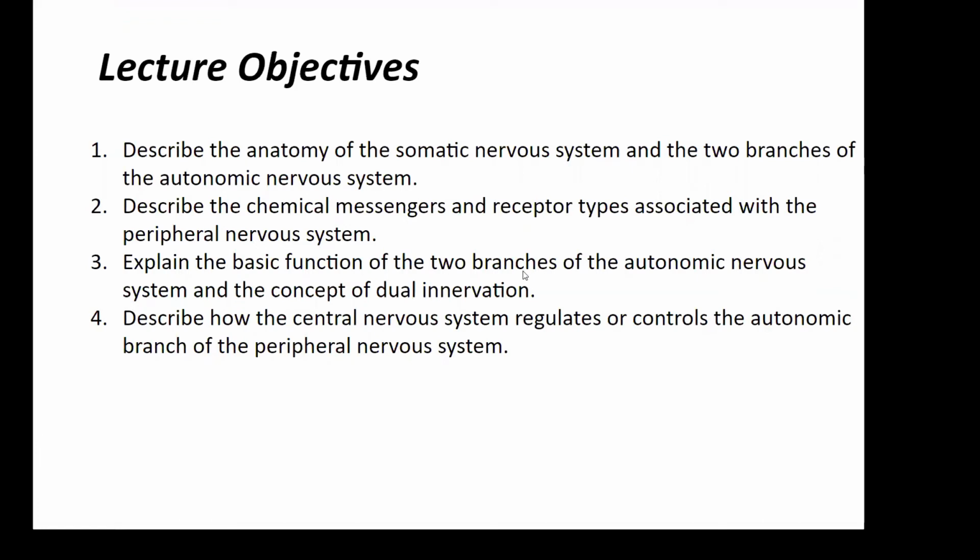And we're going to be talking about two branches of the autonomic nervous system, which we'll call the sympathetic and parasympathetic branches. We'll see those in a second. And we're also going to think about how those two work together to create dual innervation. Finally, at some point, we'll talk about how the central nervous system links up to all of this and helps us control the autonomic branches. Okay.